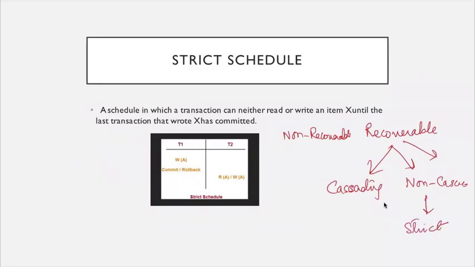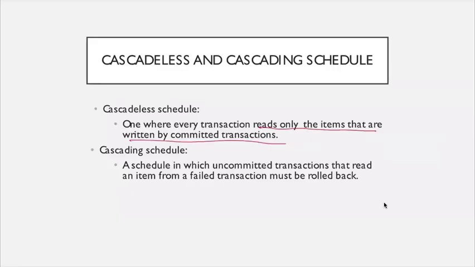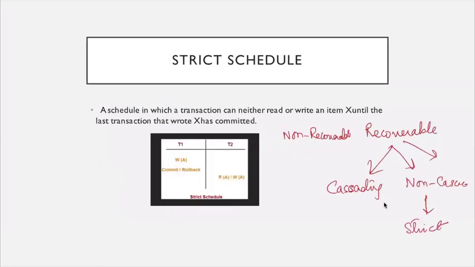A strict schedule is stricter than your cascadeless schedule. In a cascadeless schedule, you can only read from committed transactions. Here it says a transaction can neither read nor write a data item X until the last transaction that wrote X has committed. So even stricter.